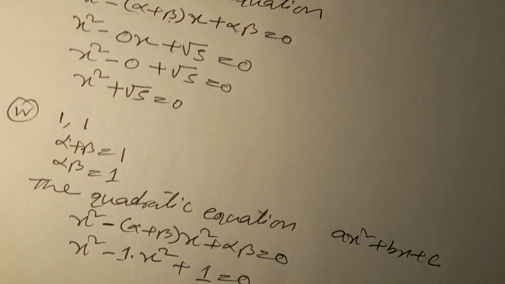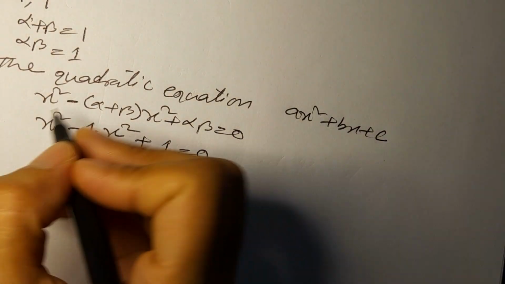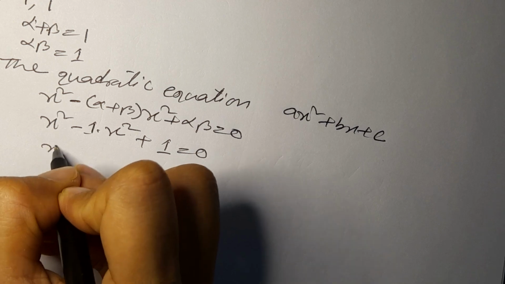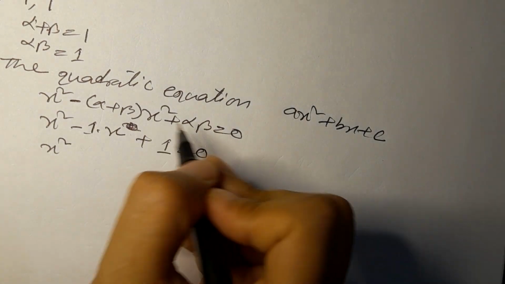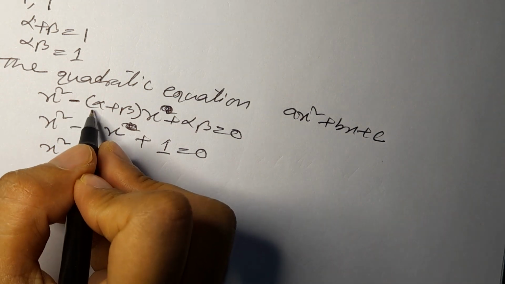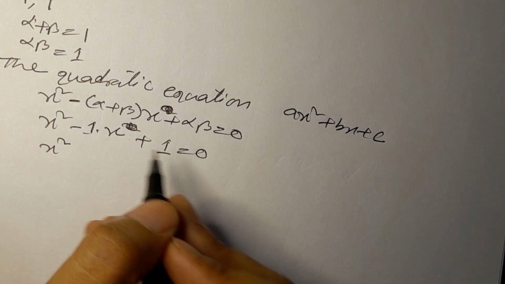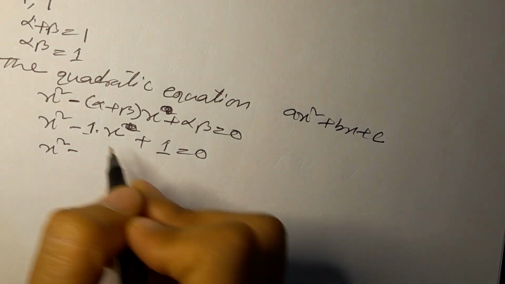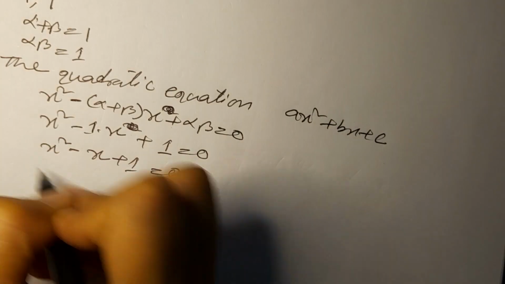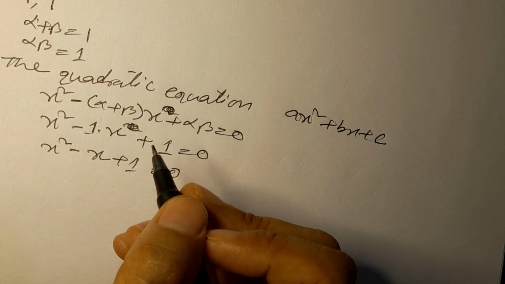Normally if it is 1, we don't write it. So it will be x square, this is x, not x square, I made a mistake. So x square minus alpha plus beta x plus alpha beta becomes x square minus x plus 1 equal to 0. So this is the required quadratic equation.